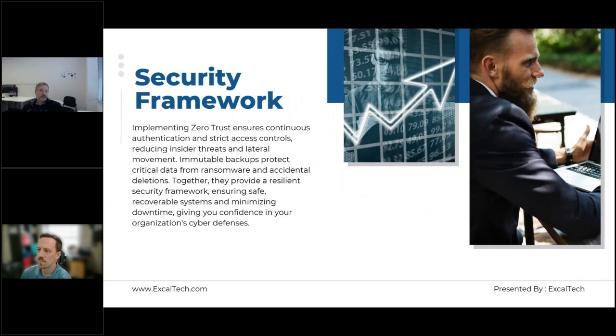Security framework. Security, it's not just one thing. It's a security model that, again, assumes no one inside or outside the network should be trusted by default. The Windows Server environment involves strict access controls, continuous monitoring, and proactive threat detection. Identity access management uses Active Directory, Azure Active Directory with multi-factor authentication.